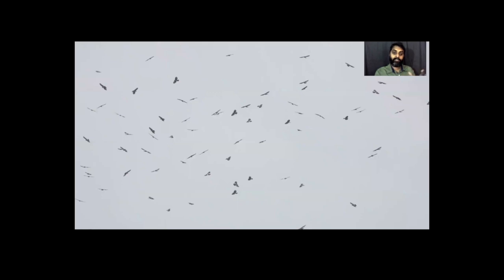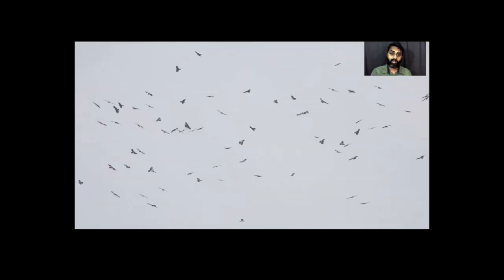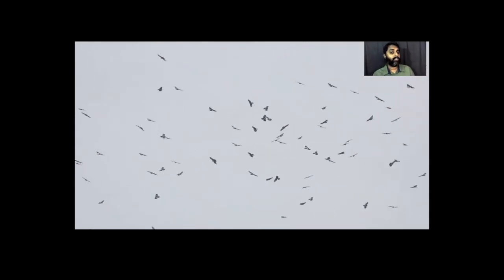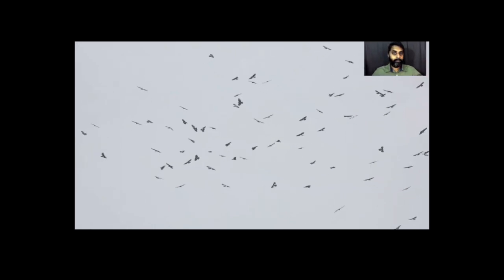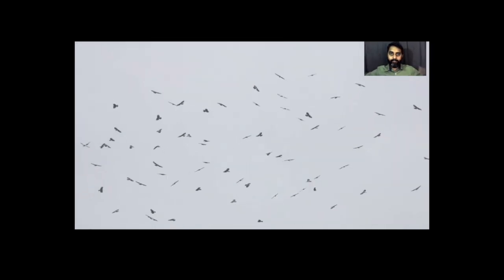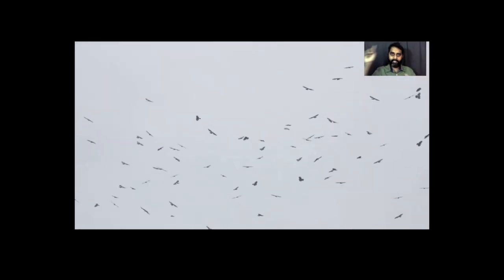Look at the example of this big, massive flock of black bazas soaring. If you look here, they are not flapping at all, correct? They just spread their wing, going in circles, using the thermal current to fly.